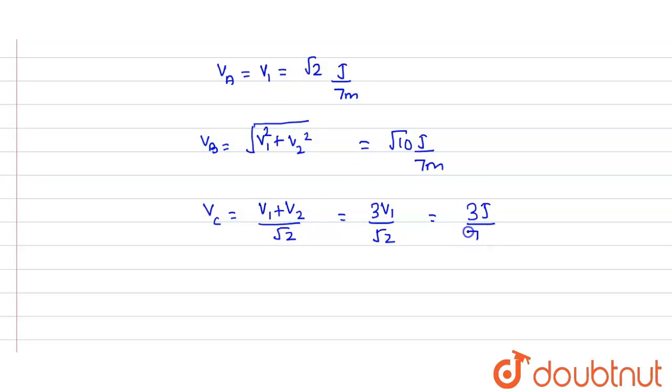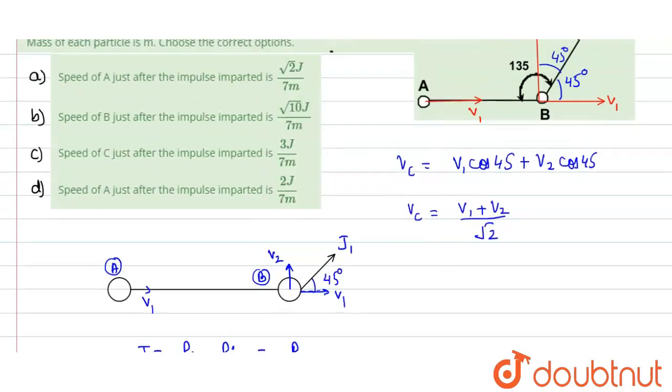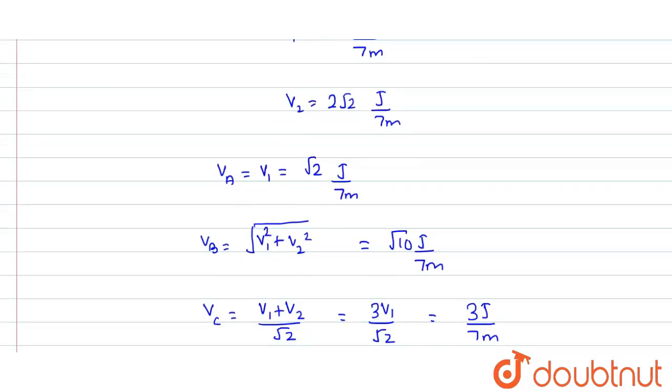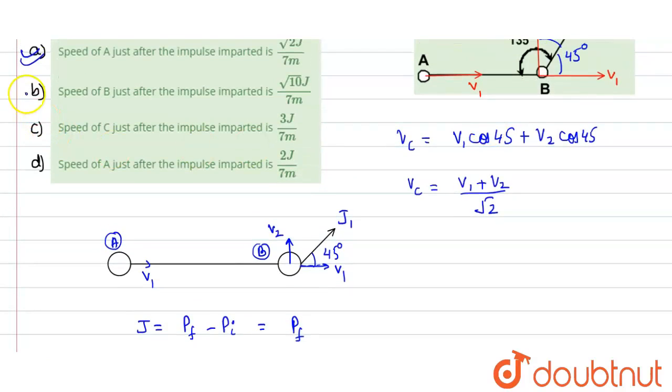Now let's check which option is the correct option. First option, root 2 J divided by 7m, velocity of A, this is correct. Velocity of B, root 10 J divided by 7m. If we check, it is root 10 J divided by 7m, this is also correct. Now velocity of C, 3J divided by 7m, this is also correct. The fourth option is wrong, so the correct options are A, B and C.